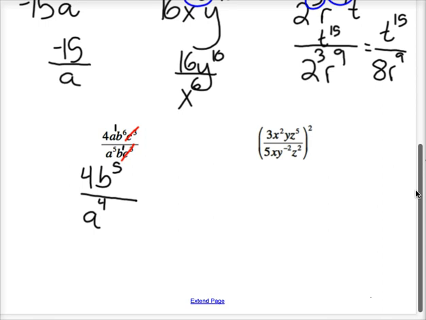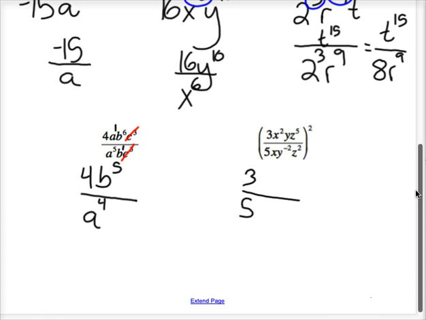Now, to take this a step further, let's look at our next one. The next one starts pretty similarly. However, now you have to take the whole thing to a power. What I would do first is clean up inside the parentheses first, okay? Clean up all those variables, then take everything squared.